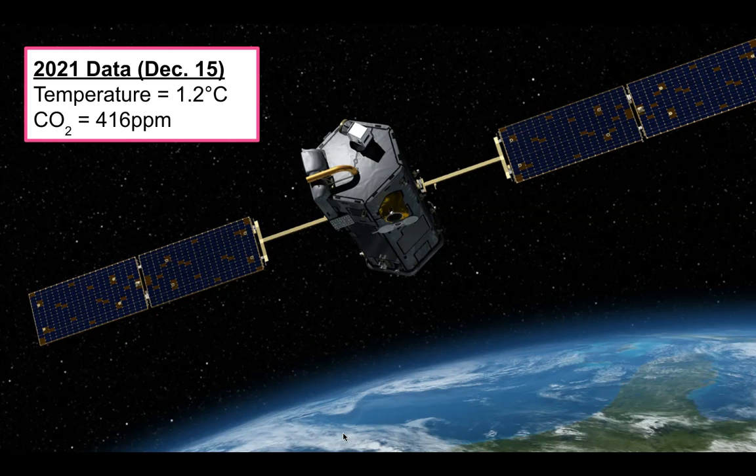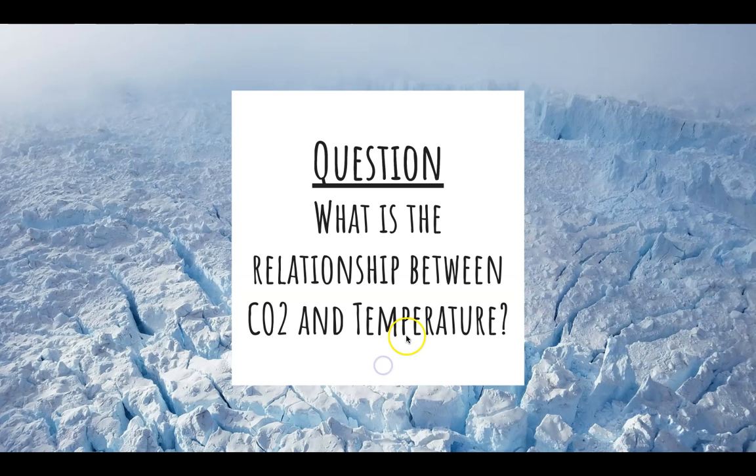The last piece of data you'll need is the data from today. Compared to historic temperatures, Earth is 1.2 degrees Celsius warmer today than it has been, and the concentration of CO2 is 416 parts per million. That's what ppm stands for. During the experiment, you're going to try and answer the question, what is the relationship between CO2 and temperature?